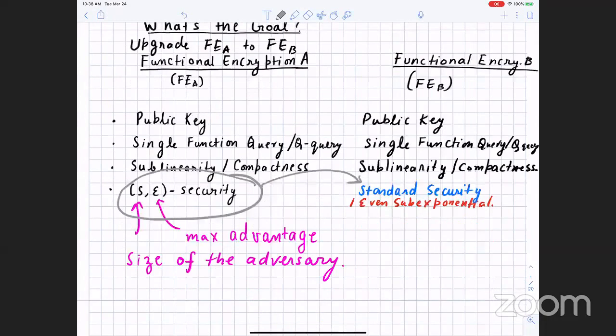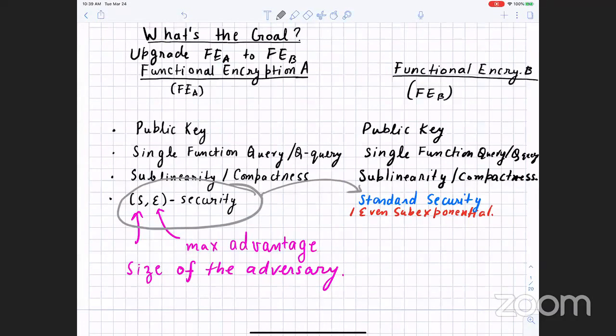For S epsilon security, the first thing that I want to tell you is what these parameters indicate. S will roughly stand for the size of the adversary in the corresponding security game. And by size, I mean the size of the adversary really as a circuit. And epsilon is the maximum advantage that any adversary of size S can have in the security game. So that was about security.